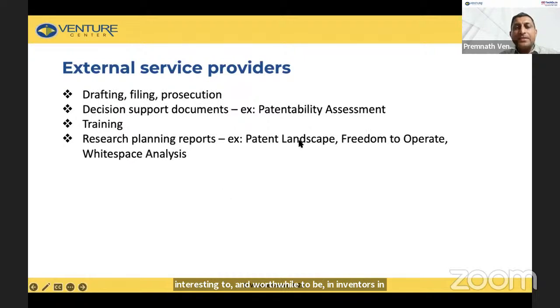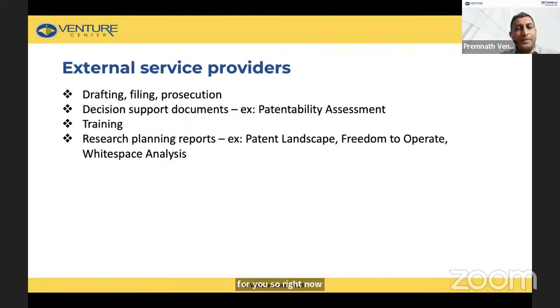Regarding external service providers, these are some roles that external service providers play. The first one is drafting, filing, prosecution. And typically these are IP attorney firms who might be doing it for you, unless it's done in-house. By the way, some institutions do it. CSIR does the India ones in-house. The decision support documents, you might need, say, for example, a patentability assessment, and somebody might be doing it for you.